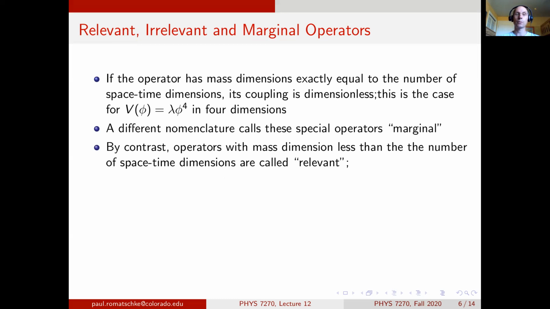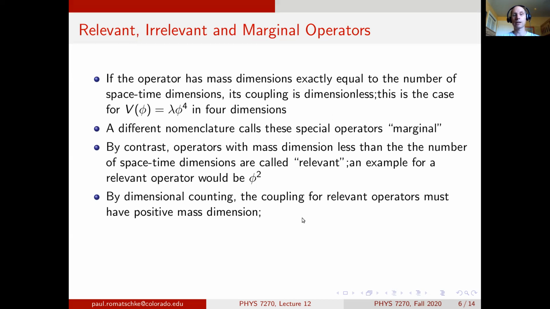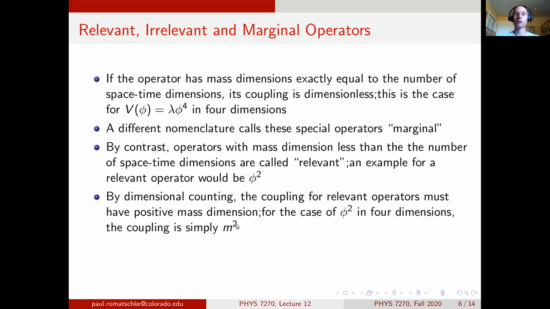By contrast, operators that have mass dimension less than the number of spacetime dimensions are called relevant operators. An example for a relevant operator would be an operator like phi squared that has mass dimension 2. 2 is less than 4, so this would be a relevant operator. Again, by dimensional counting, the coupling for these relevant operators must have positive mass dimension. For the example at hand here, that's just mass dimension 2. In our case, that operator coupling is simply called the mass squared.